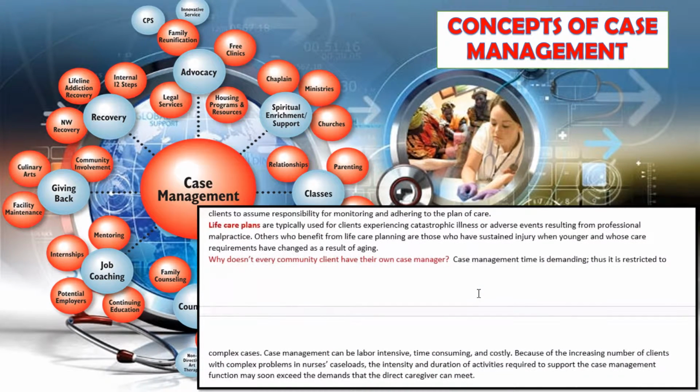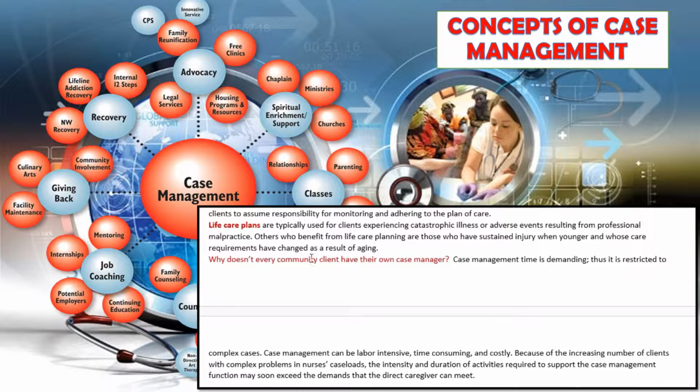And another thing you may hear is a life care plan. A life care plan is typically used for clients experiencing a catastrophic illness or adverse events resulting from, like, a malpractice. Others who benefit from life care planning are those who sustained an injury when they were younger and whose care requirements have changed as they have gotten older. They may benefit from a life care plan. Okay.